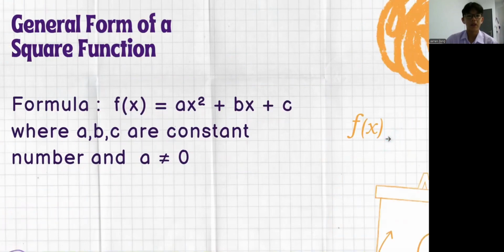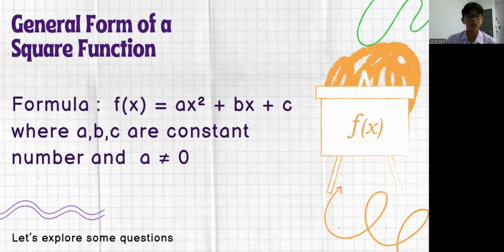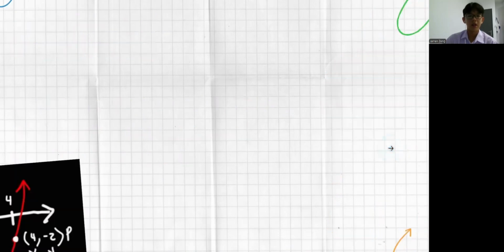So first of all, we have the general form of a quadratic function, where the formula is y equals ax squared plus bx plus c, where a, b, c are constants, and a cannot be 0. Now let's explore some questions.